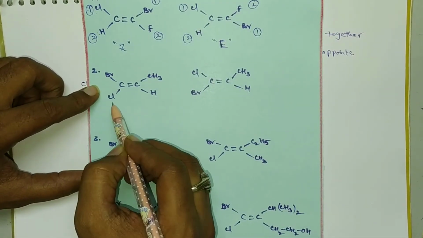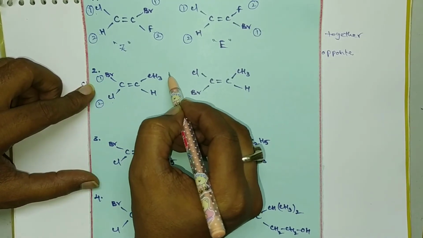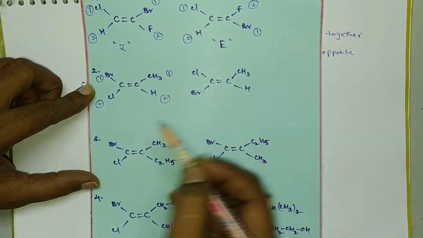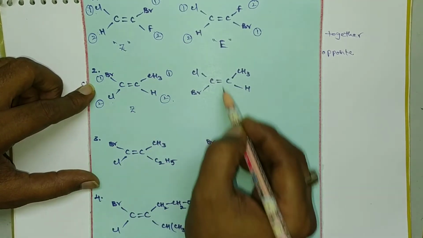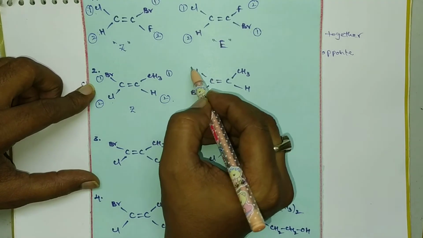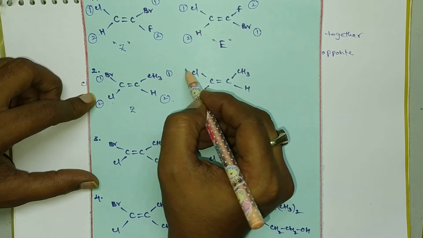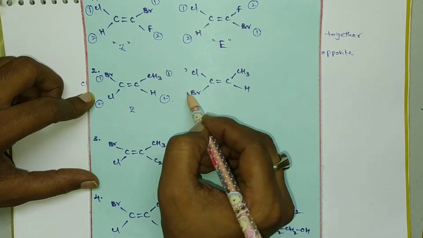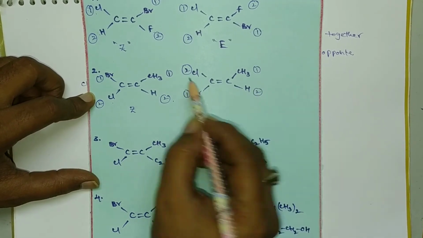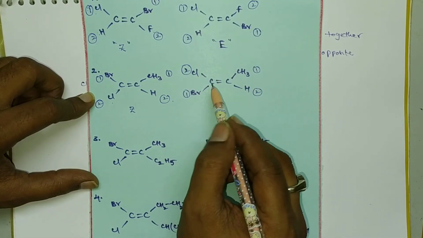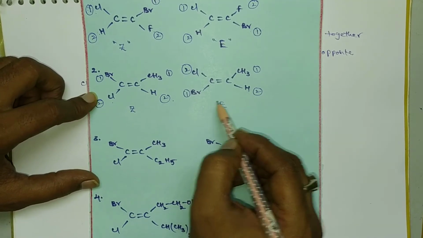Here bromine and chlorine are there. Bromine is 1, chlorine is 2. Here this is 1 and this is 2. So 1 and 1 are present on the same side, so this is Z configuration. Here these are exchanged, so bromine becomes first and chlorine second. Here 1 and 1 are present on opposite sides, so it is the trans molecule, represented by E.